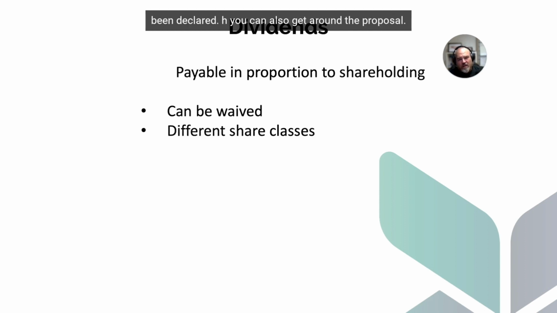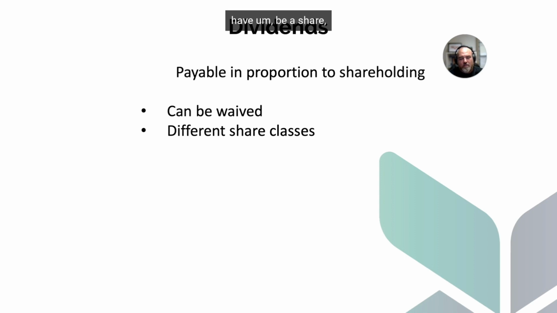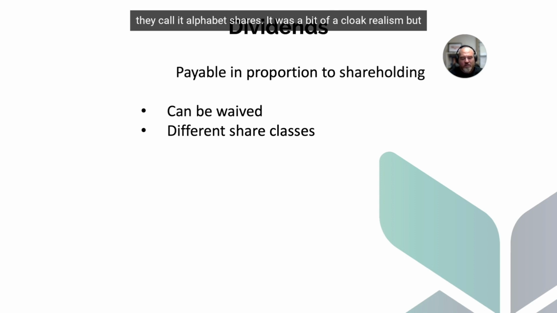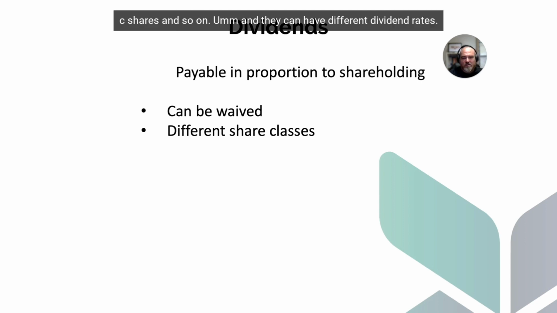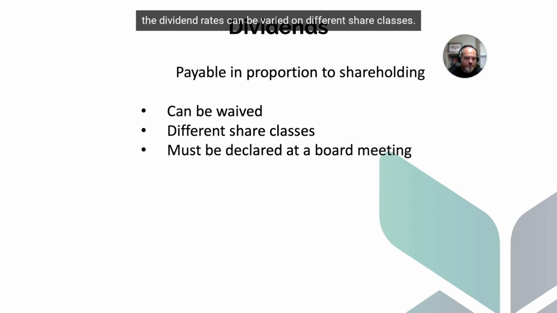To get around the proportional shareholding element, you can also have different share classes. You can have A shares, they're called alphabet shares, which is a bit of a colloquialism, but you can have A shares, B shares, C shares, and so on. And they can have different dividend rates attached to them. So if you're going to be regularly declaring a dividend to one party but not another, that would be a good way to do it, because the dividend rights can be varied on different share classes.